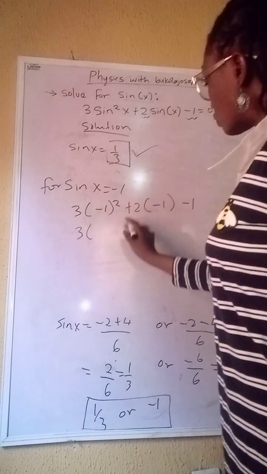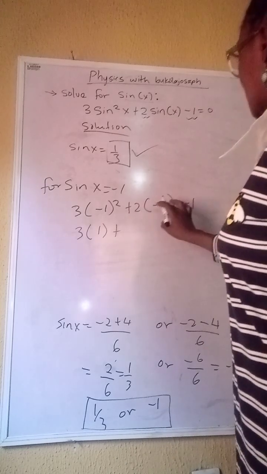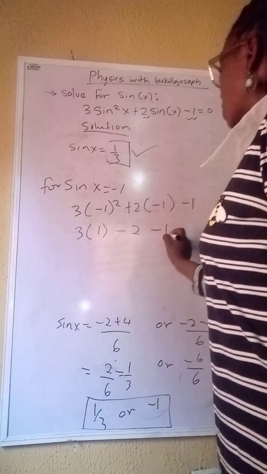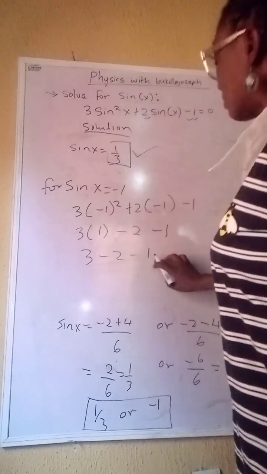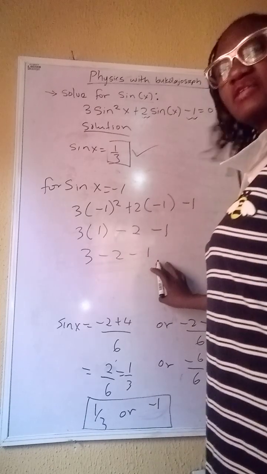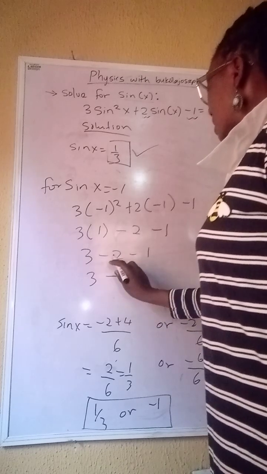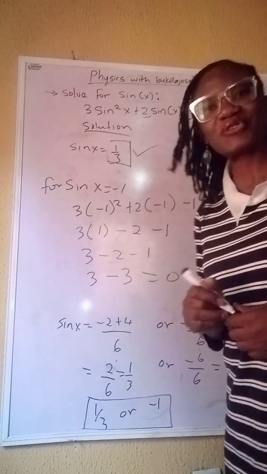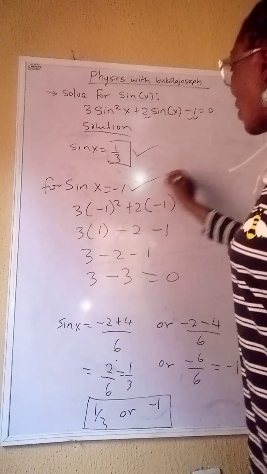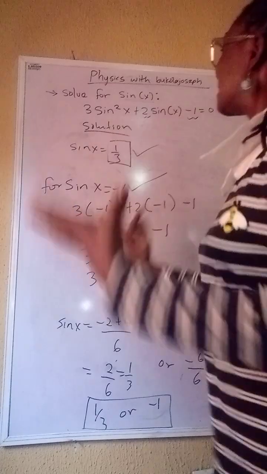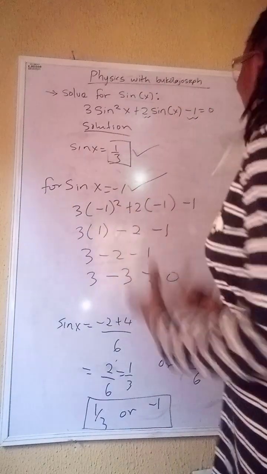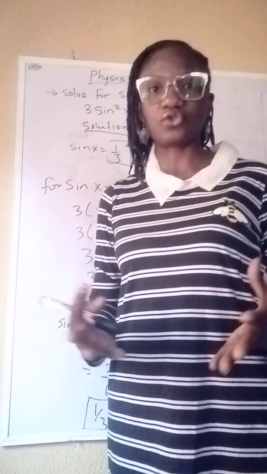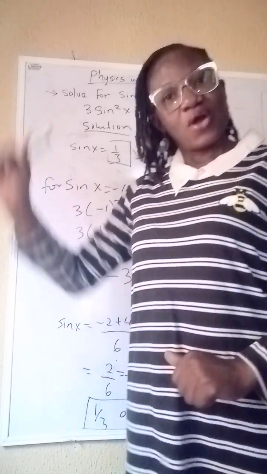3 into minus 1 squared gives us 3, plus 2 times minus 1 gives us minus 2, then minus 1. So we have 3 minus 2 minus 1. Let's sum the ones carrying the negative sign together: minus 2 minus 1 gives us minus 3. 3 minus 3 is equal to 0. So we have been able to prove that minus 1 is also a solution for the expression 3 sine squared x plus 2 sine x minus 1 is equal to 0. The two solutions we found today are both solutions for the expression on the board.